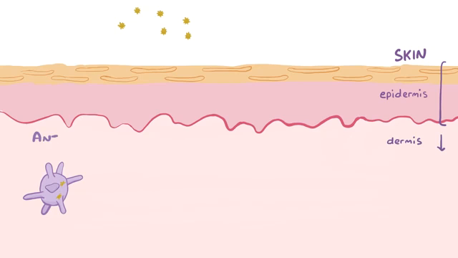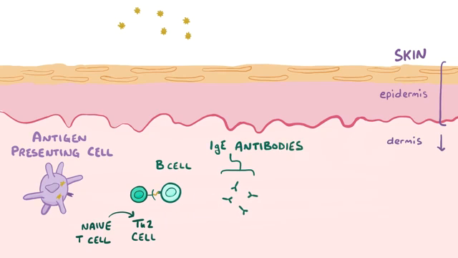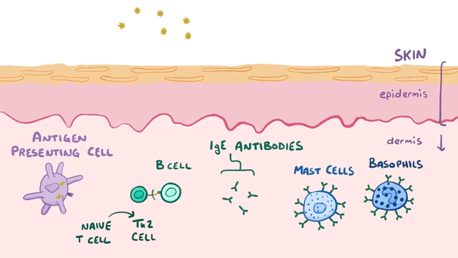The immune cell is called an antigen-presenting cell because it presents a bit of the allergen to a naive T helper cell, activating it into a Th2 cell. This Th2 cell then stimulates a nearby B cell to start producing IgE, or immunoglobulin E antibodies specific to that pollen. Those IgE antibodies bind to the surface of other immune cells, called mast cells, as well as basophils, which can be found in the tissue layer just below the surface of the skin. And this process is called sensitization.